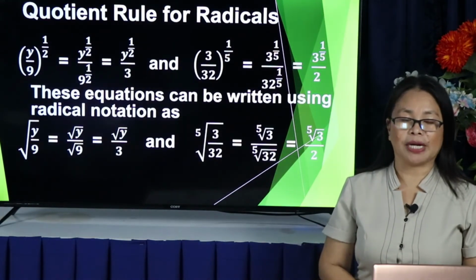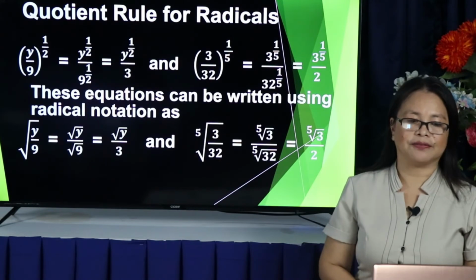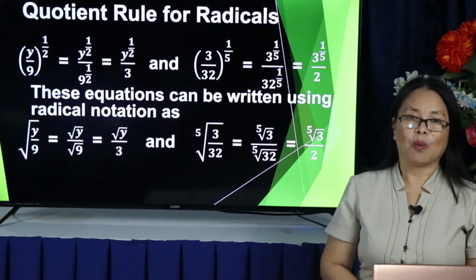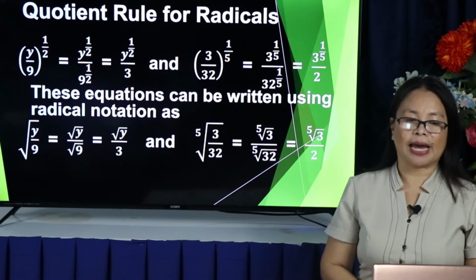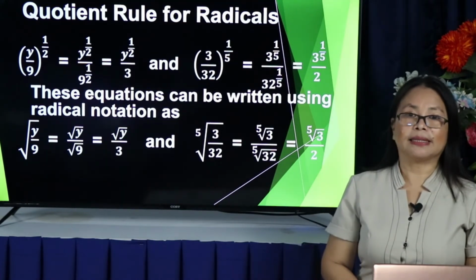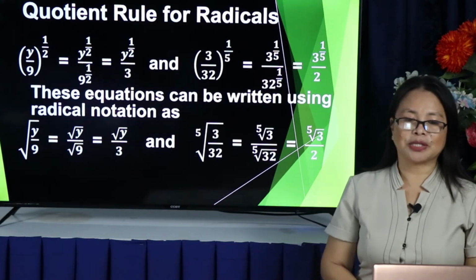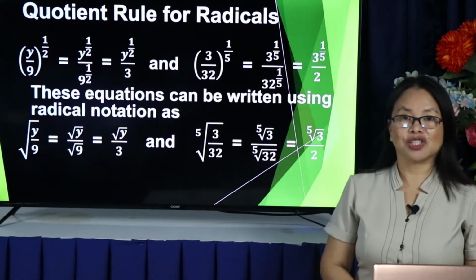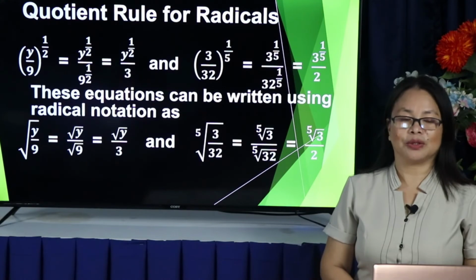Quantity y over 9 raised to the power of 1/2 is equal to y to the power of 1/2 over 9 to the power of 1/2, which is equal to y to the power of 1/2 over 3. And quantity 3 over 32 raised to the power of 1/5 is equal to 3 raised to the power of 1/5 over 32 raised to the power of 1/5, which is equal to 3 to the power of 1/5 over 2. These equations can be written using radical notation.